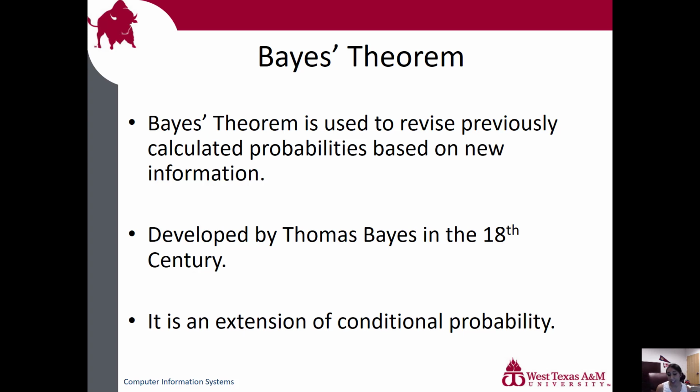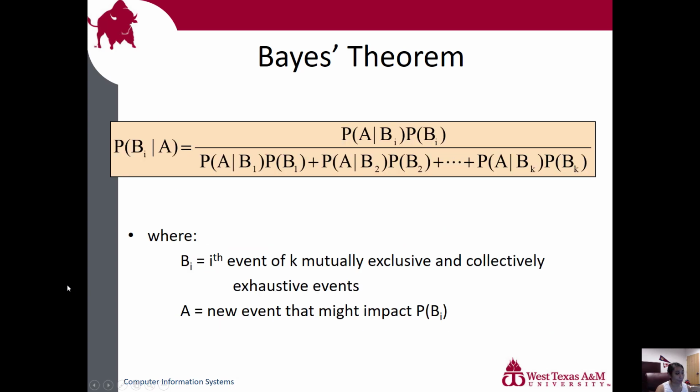Bayes' theorem is basically an extension of conditional probability. And Bayes' theorem actually takes into account new information. So if you have an initial probability and you are given new information that may affect that initial probability, then Bayes' theorem can actually calculate that new probability.